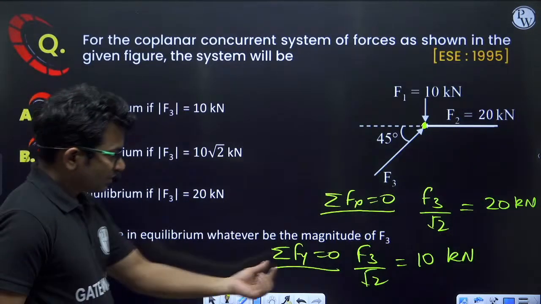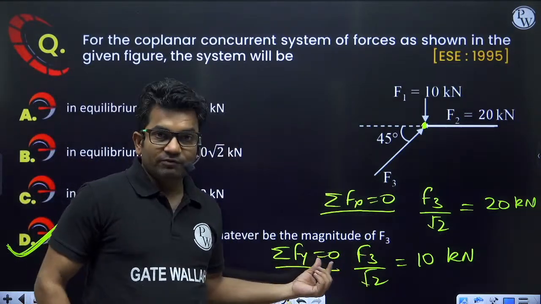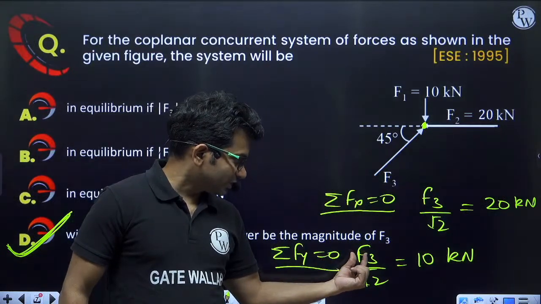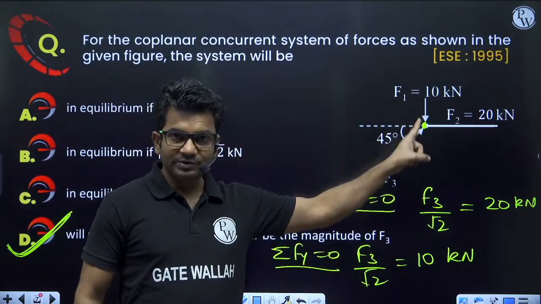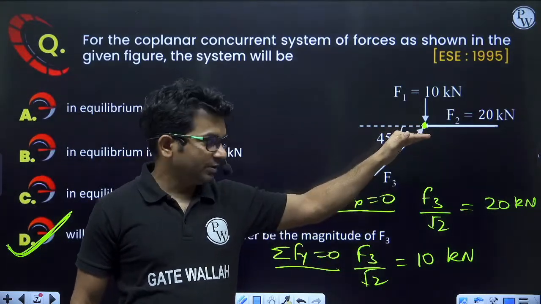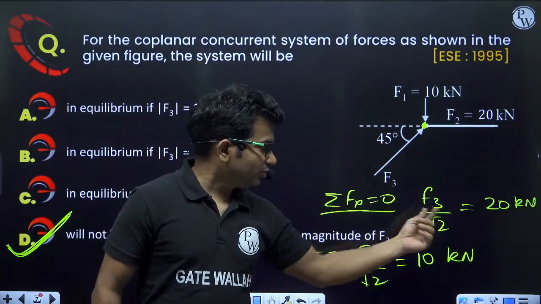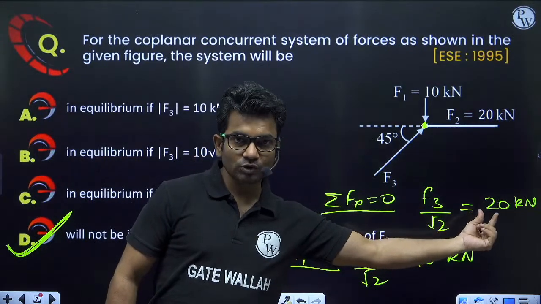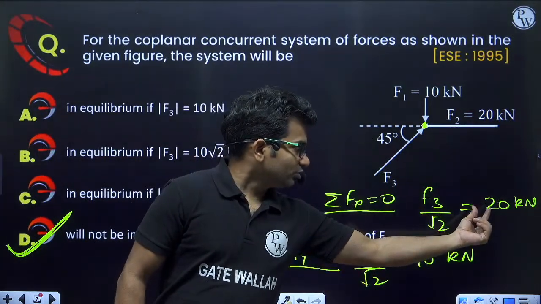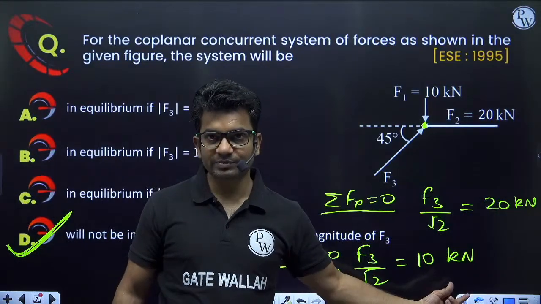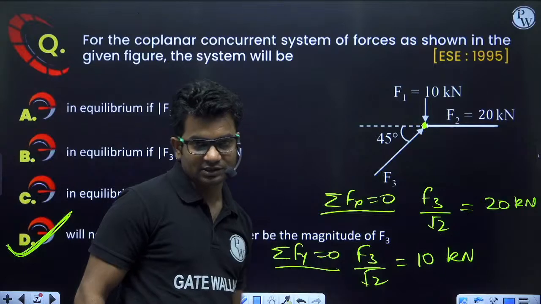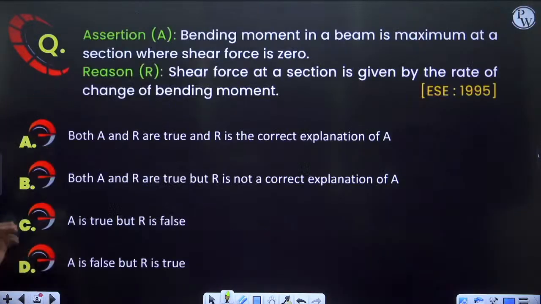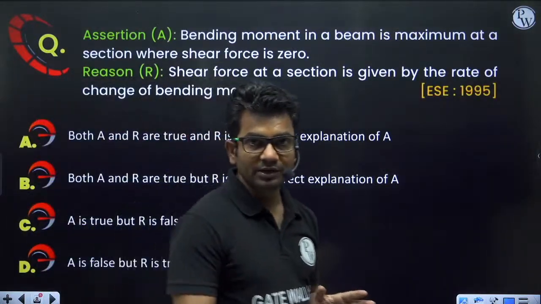If I do vertical equilibrium, then F3 is equal to 10 root 2. So vertical equilibrium is maintained, but horizontal equilibrium will be disturbed. And in order to maintain horizontal equilibrium, F3 should be 20 root 2. So if F3 is equal to 20 root 2, then vertical equilibrium will be disturbed, right? So there is no value of F3 such that equilibrium can be maintained.